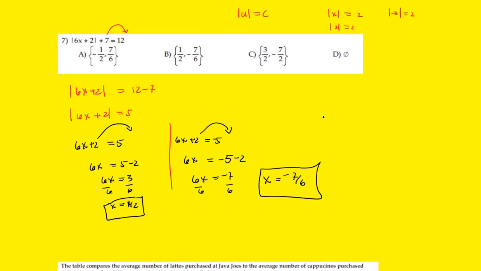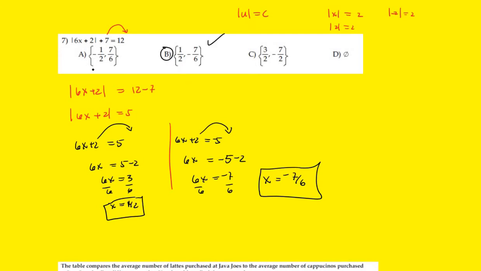How do we know this is true? Because we have to substitute here and check it, verify. But unfortunately, they're giving you all 4 answers, and the only one that looks like this, 1/2 and negative 7/6, is B. But you can verify.